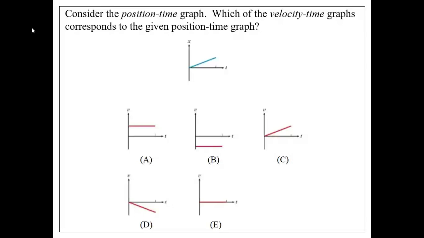Alright, so in this particular video, I have a few examples for you where I'll show you how to extract corresponding graphs for kinematics. The first example here is you're given an x-t graph, which is a positive diagonal slope. And so it wants us to figure out which velocity graph corresponds to this.